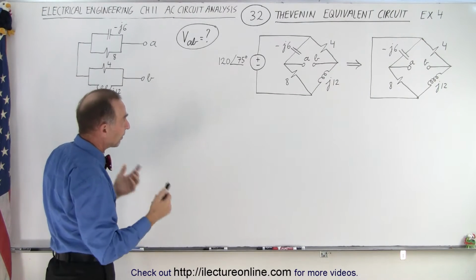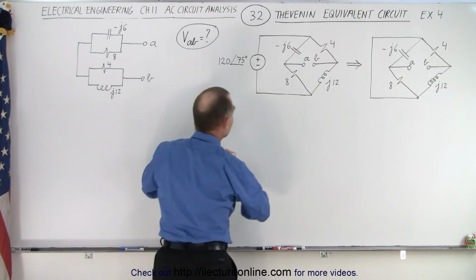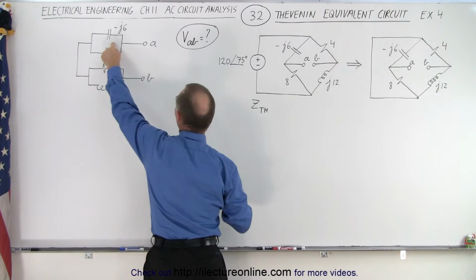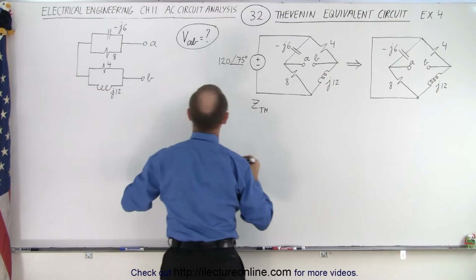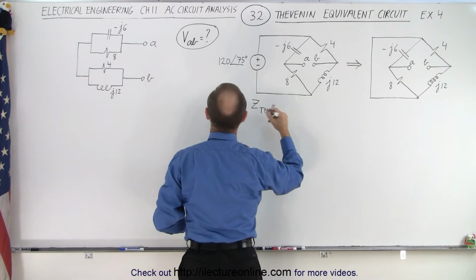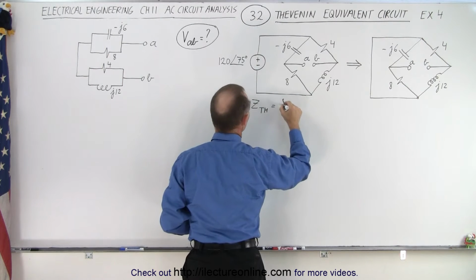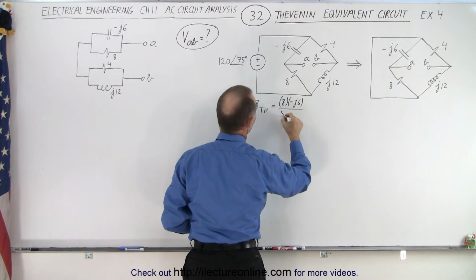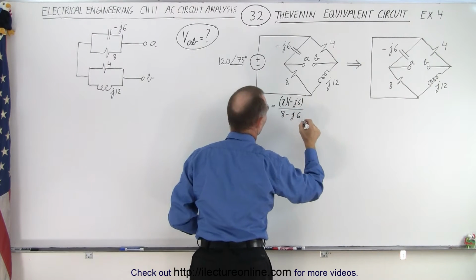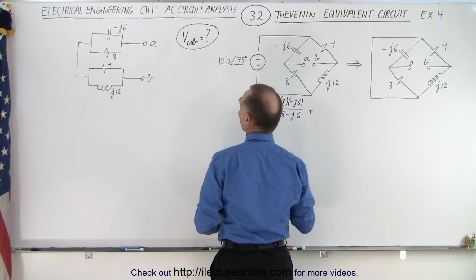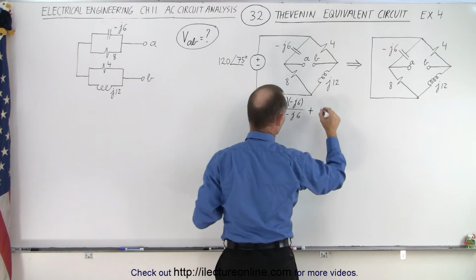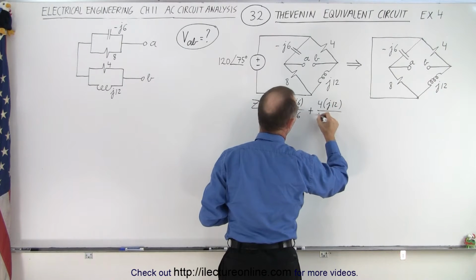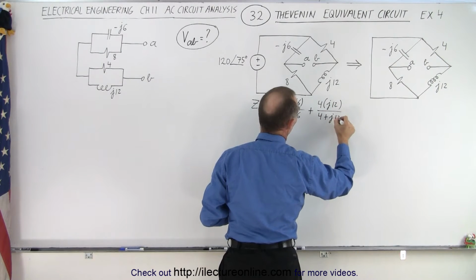So now when we try to find the Thevenin equivalent impedance, we simply have to add up the impedance of these two parallel branches. For the first branch, we use a product over the sum. So we have 8 times minus j6 divided by 8 minus j6. And then the second one is plus the product. We have 4 times j12 divided by 4 plus j12.